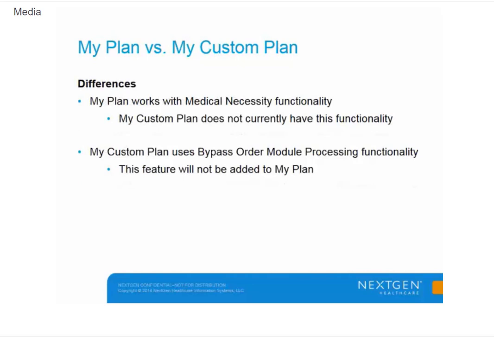But there are some differences between the templates as well. First of all, you might have noticed that My Plan works with medical necessity functionality, but My Custom Plan does not currently have this option. So there was an alert at the top of the My Custom Plan template that indicates it's not working with medical necessity at this point in time. You can still use medical necessity on the orders module or places like the lab master or the diagnostics templates. And then My Custom Plan is the only one that has the bypass order module processing feature. This feature is not going to be added to the original My Plan template.